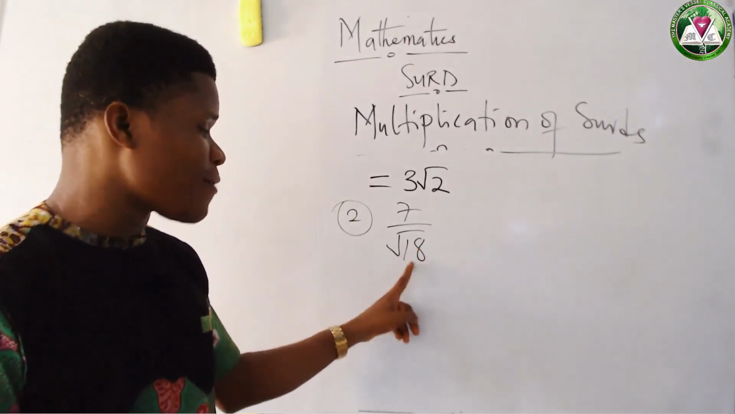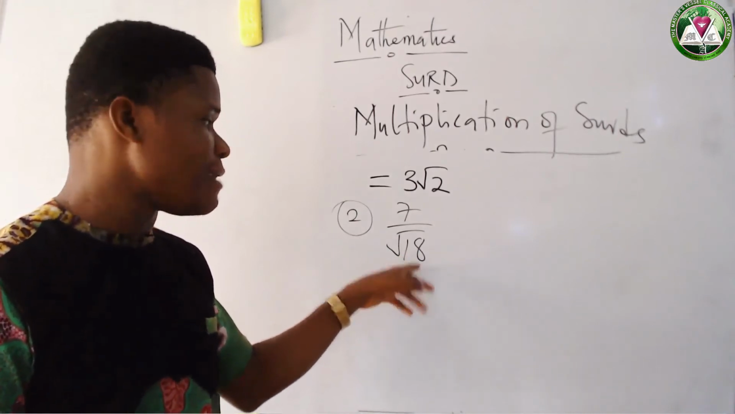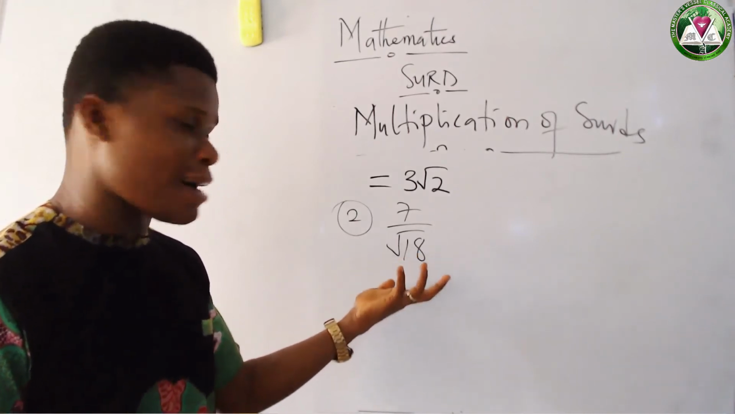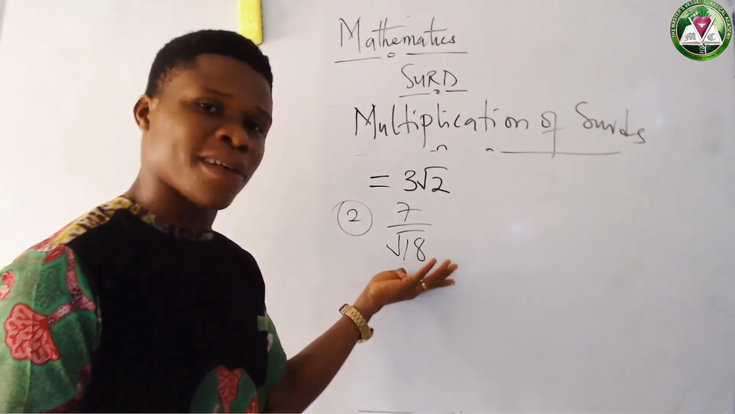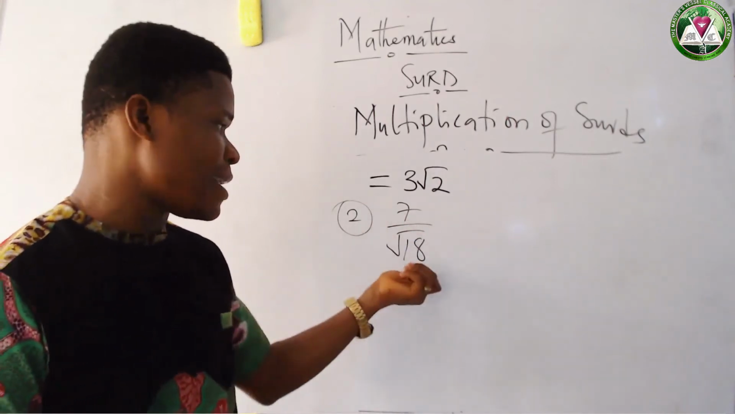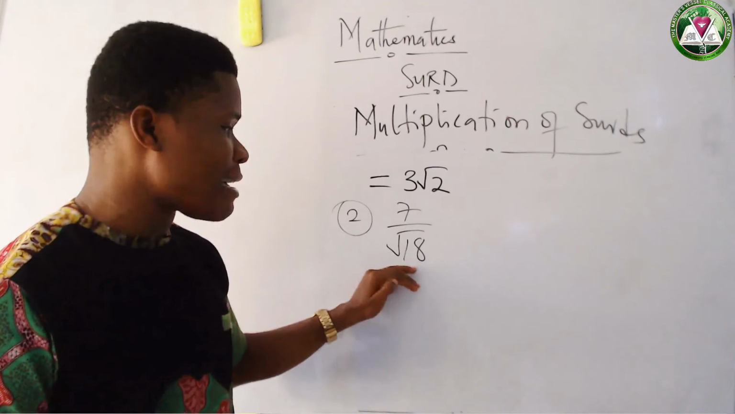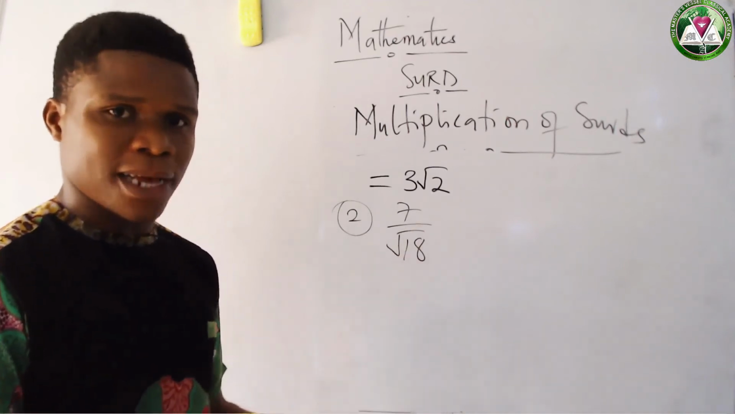Because there is a perfect square that can divide 18. What is that perfect square? 9. 9 can divide 18. So it's good we simplify this 18 before we start rationalizing. Okay?